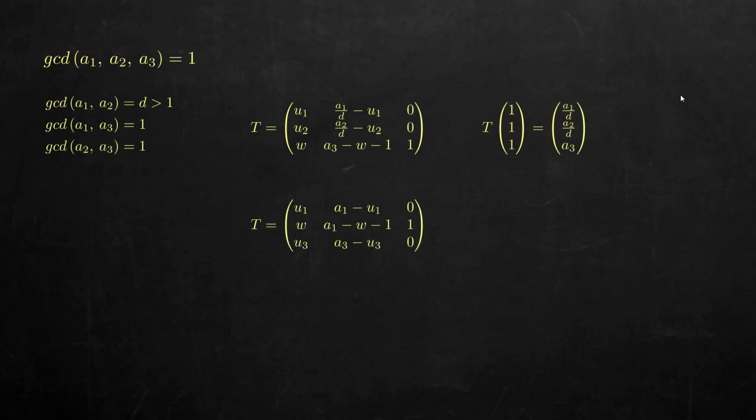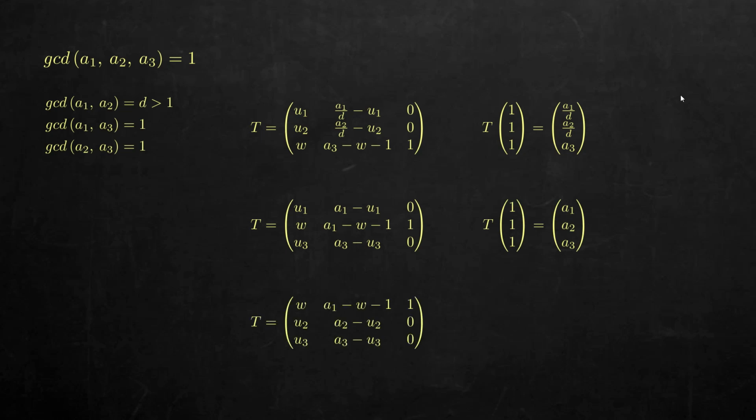However, since there are coprime pairs in the set, we can construct additional matrices to resolve this and eventually map (1, 1, 1) to (a1, a2, a3). The inverse transformation then provides the solution to the associated linear Diophantine equation. But what if there are no coprime pairs in the set, even when the overall GCD is 1?